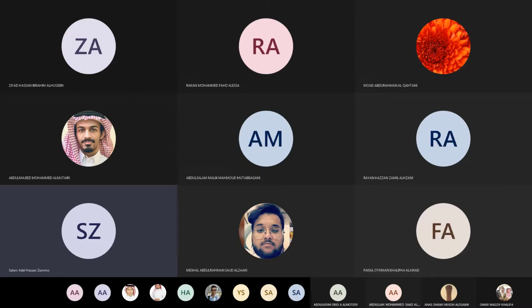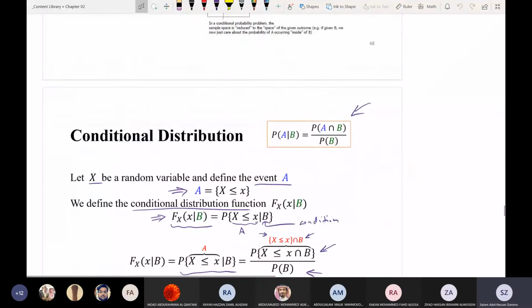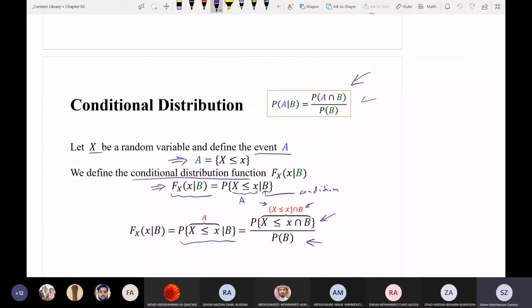function. And we defined the conditional density distribution function using the same definition of the conditional probability function. So the conditional distribution function F_X(x | B) is nothing but the probability that X is less than or equal to x given an event B. And we know what this probability is by looking at the intersection between the two events, X less than or equal to x intersect with B, divided by the probability of B.